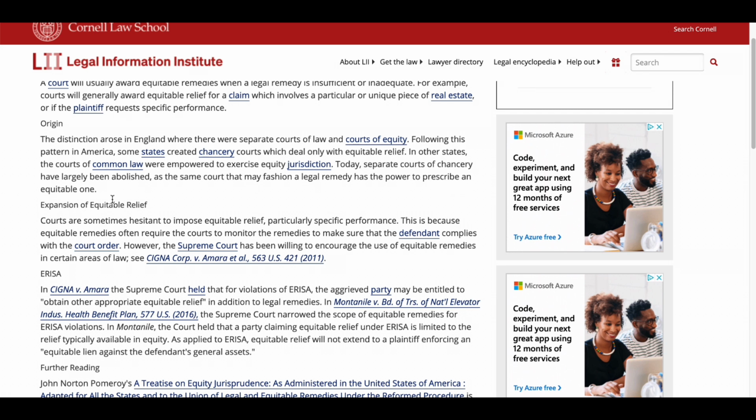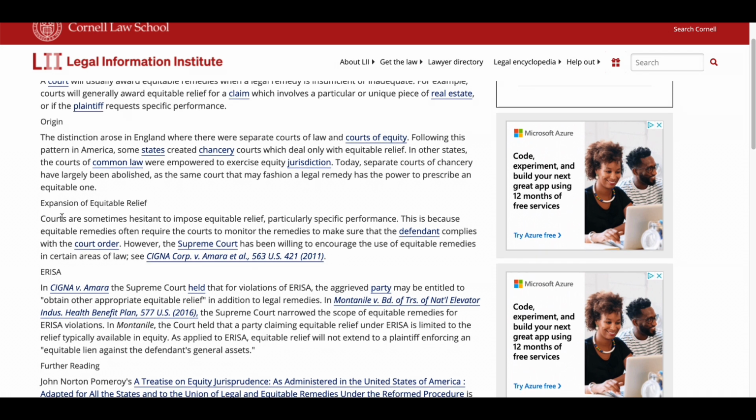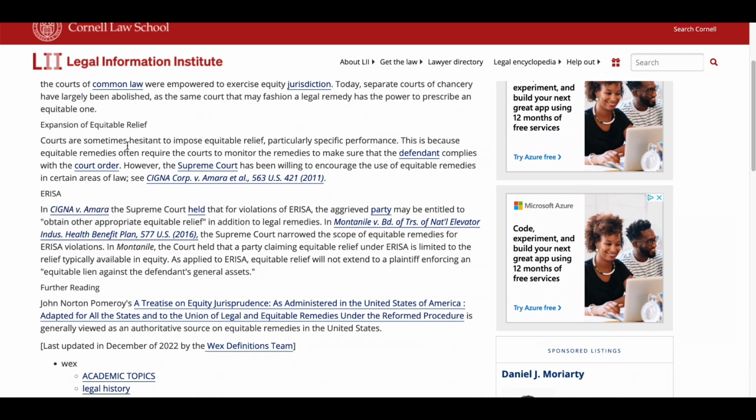So if you're in one of these civil courts, you can invoke equity in the civil court. That's basically what it's telling you. They can provide the same remedy in that particular court as well. Expansion of equitable relief: courts are sometimes hesitant to impose equitable relief.